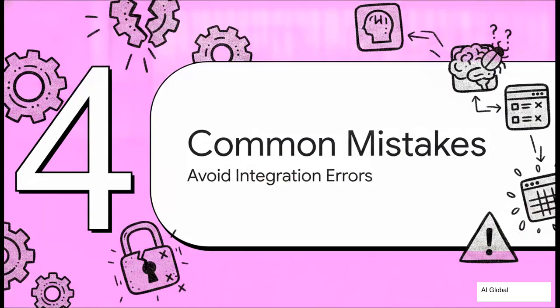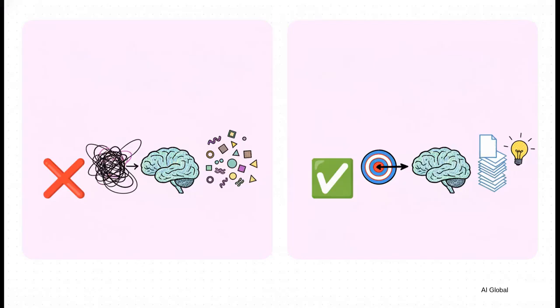Section 4. Avoiding common integration mistakes. The first major mistake people make is actually how they talk to the AI. If you use vague prompts, if you just say, "look at my files and tell me what's up," the AI is going to stumble. It has no idea what you value. You're just going to get generic, useless noise.